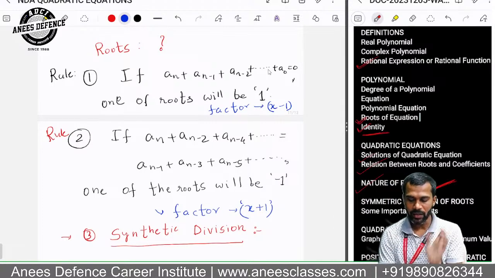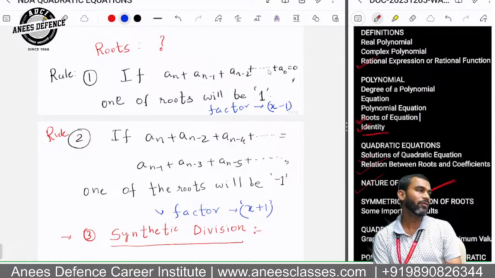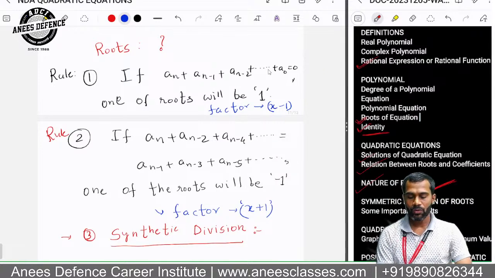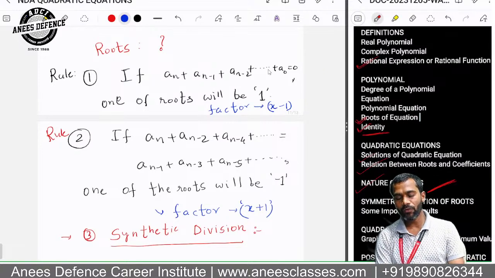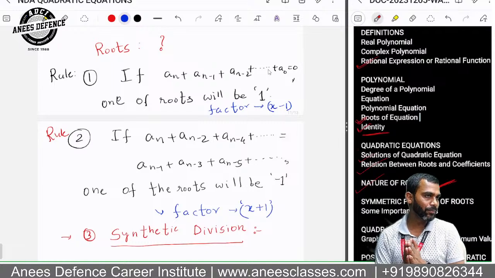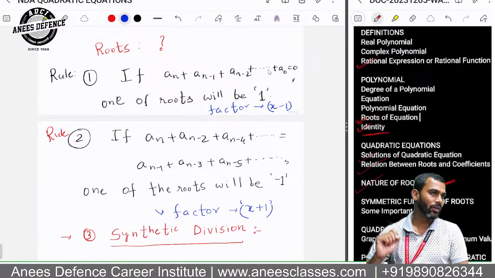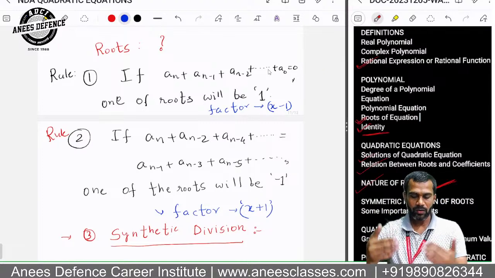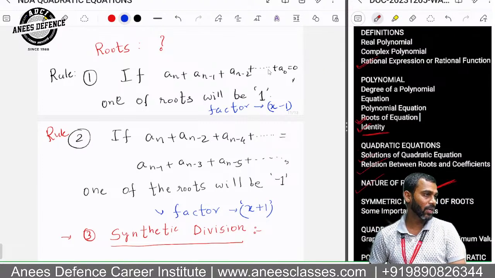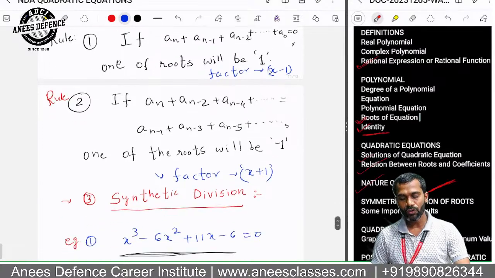Remember, synthetic division is nothing but polynomial division only. It is a shortcut method of polynomial division. In polynomial division, we need to write x cube, x raised to 4 every time, and it may take a lot of space as well. That is the main reason. Yes or no? It is time consuming. So we use only coefficients.